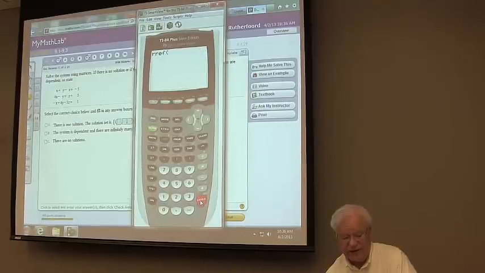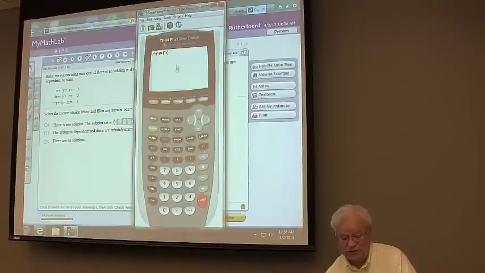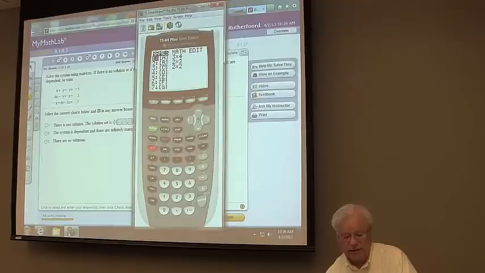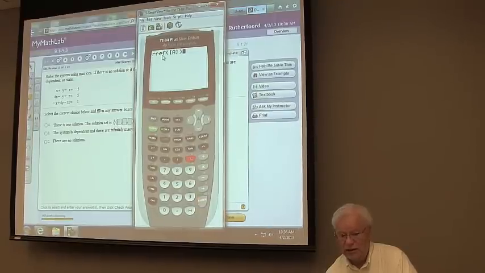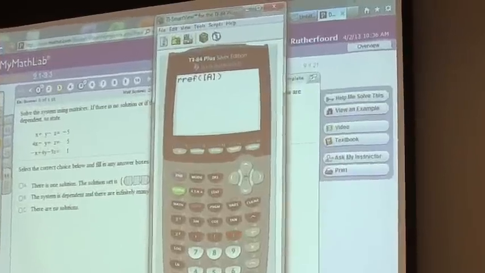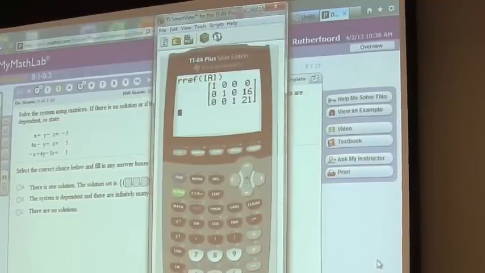Hit enter on that. Then we want to bring our matrix up. Well, we put it in matrix A, so we go back into matrices, leave our cursor pointing at A, hit enter, close the parentheses. Now we're going to RREF, that's row reduction against matrix A, and there's our answer. Now what does that answer say?